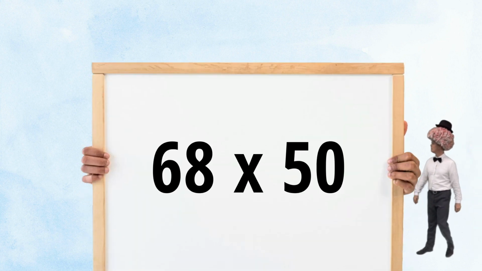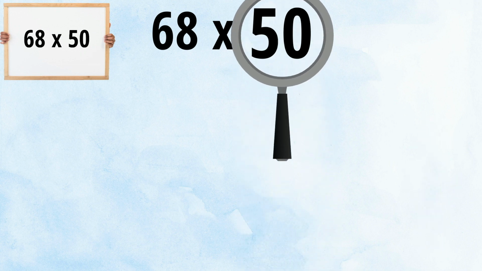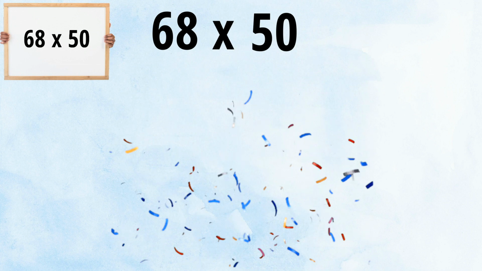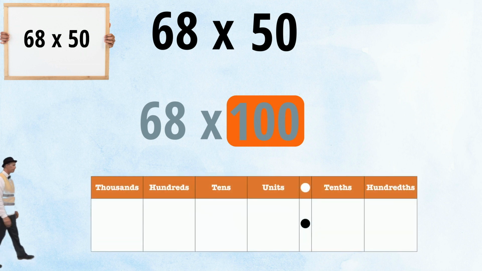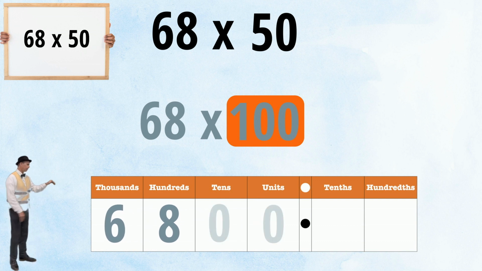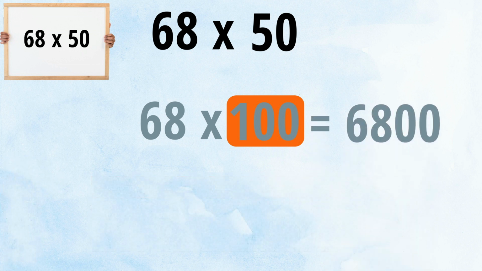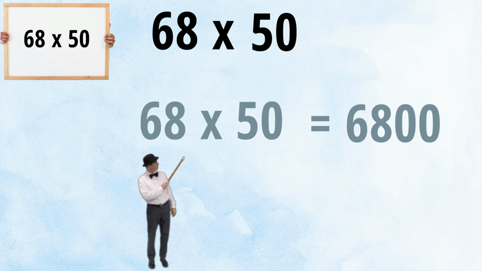Let's use this same strategy for a bigger calculation. 68 times 50. When you spot that you're multiplying by 50, once again, you should start celebrating. Instead of multiplying by 50, we'll make it easier for ourselves by multiplying by 100. 68 times 100 just involves moving each digit 2 places to the left, which makes 6,800. Once again though, we've doubled what we need to multiply by, so we must remember to half this answer.